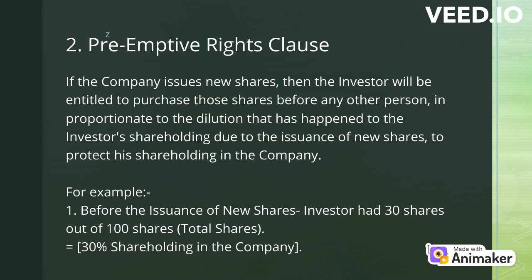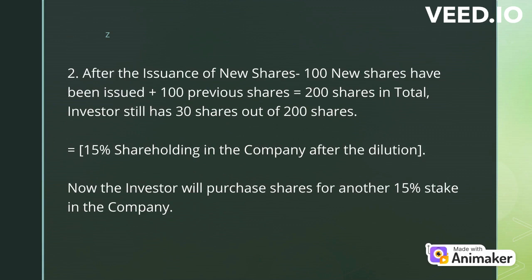For example, first, before the issuance of new shares, the investor had 30 shares out of 100 shares. That means 30% shareholding in the company. Second, after the issuance of new shares, 100 new shares have been issued plus 100 previous shares, which are now 200 shares in total. The investor still has 30 shares out of 200 shares. That means 15% shareholding in the company after the dilution. Now the investor will purchase shares for another 15% stake in the company.